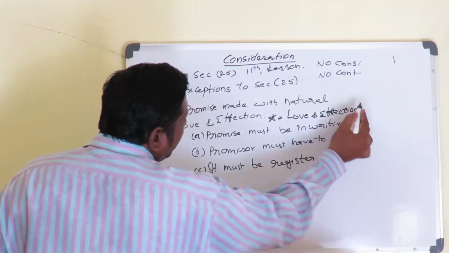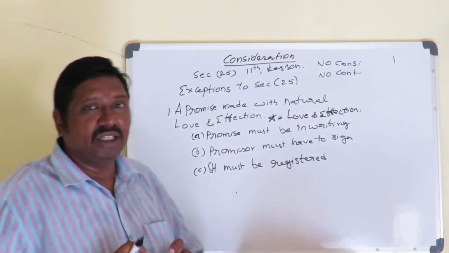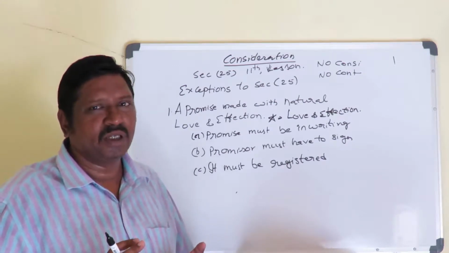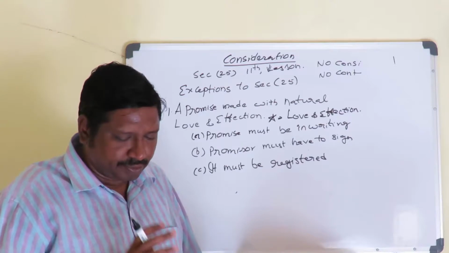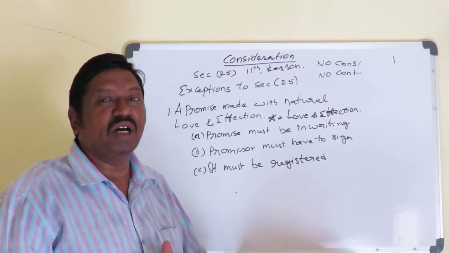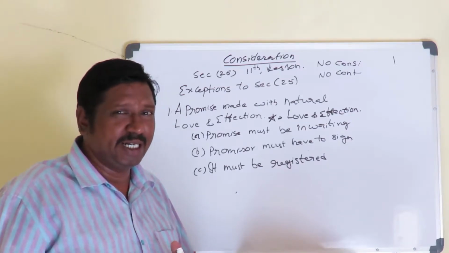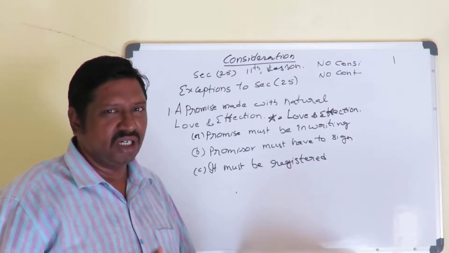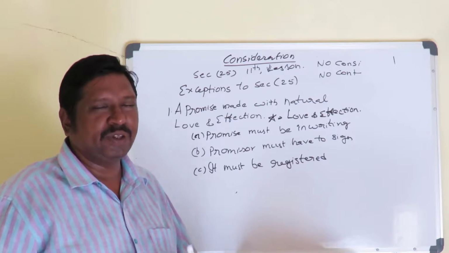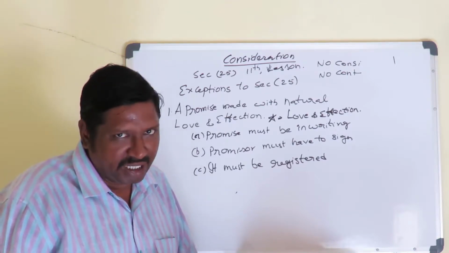But here, what happened in this case? They quarrel with each other one way or another. That lady, the wife, placed her husband in a position to transfer the property, but not with natural love and affection. Hence, the promise is not at all valid.